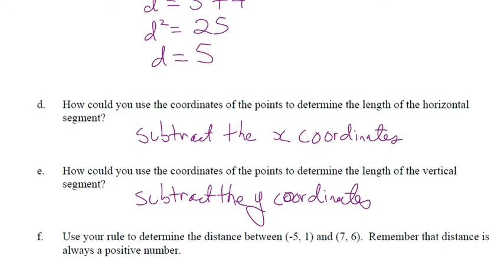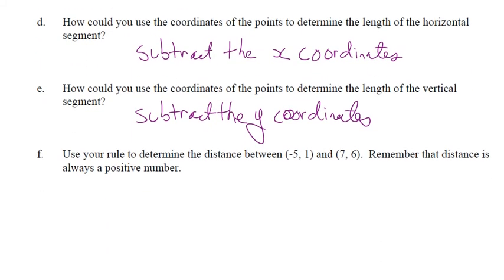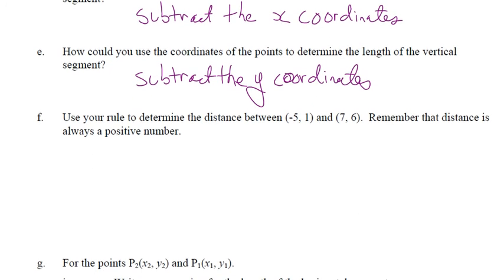Use your rule to determine the distance between (5, -1) and (7, 6). Remember that distance is always a positive number. Okay, so what do we have to work out first? That first thing we need is the horizontal distance, which is what?